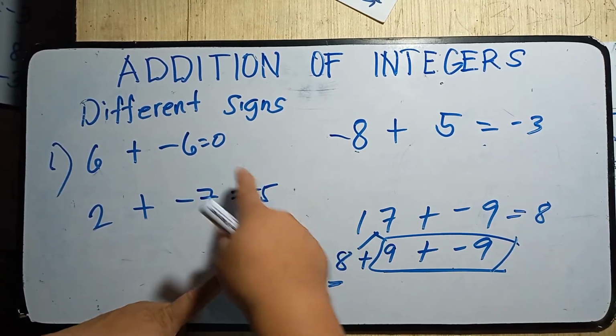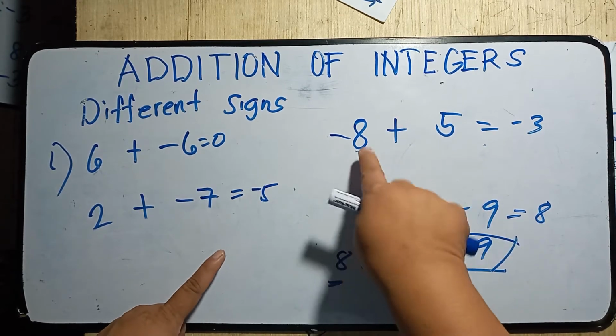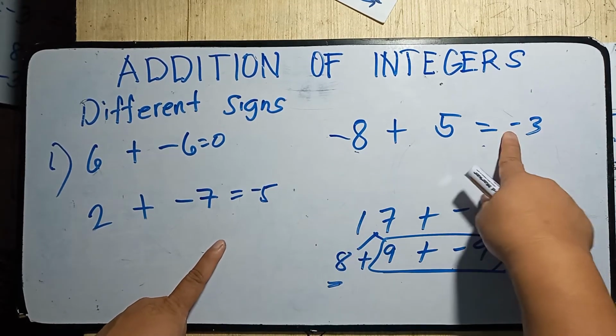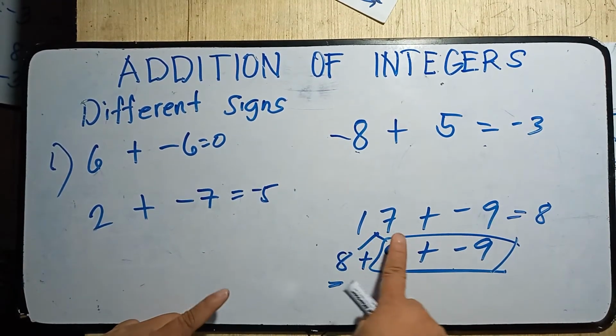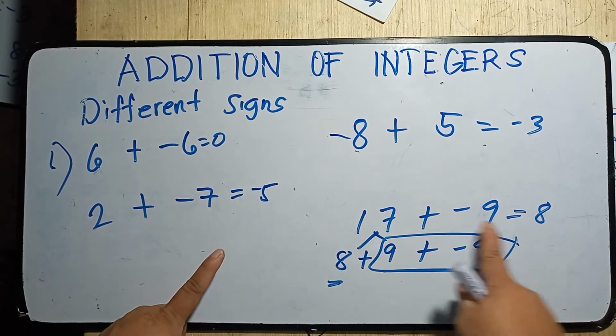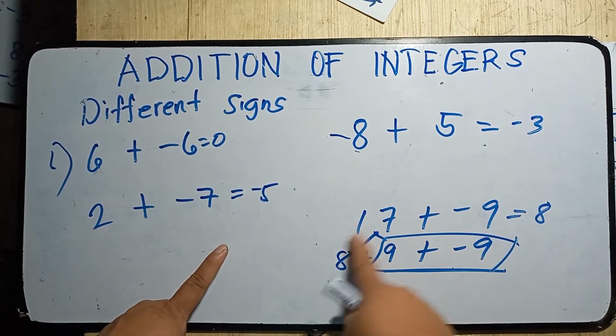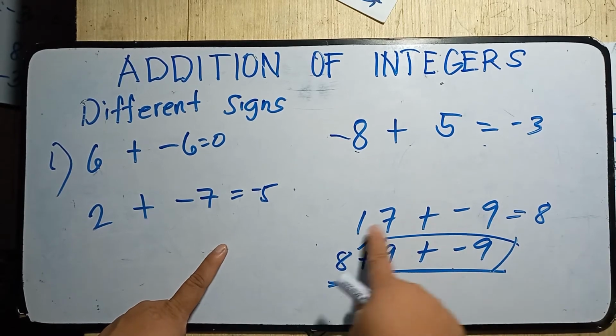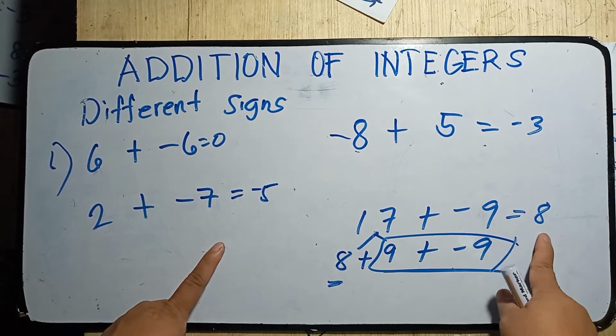So, which number has greater absolute value? 8. What's the sign of 8? Negative. Negative 3. Okay. Different signs. Subtract. 17 minus 9, 8. Greater absolute value is 17. So, that is positive.